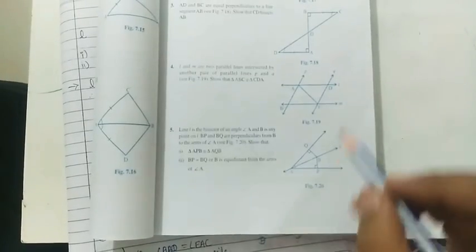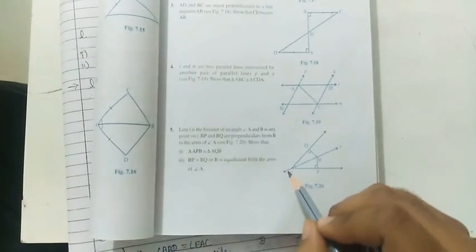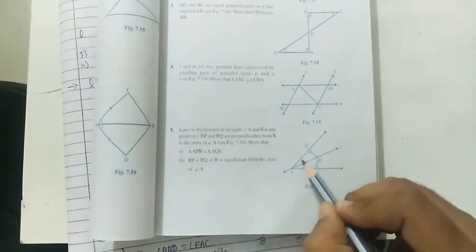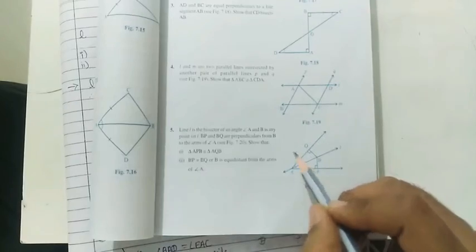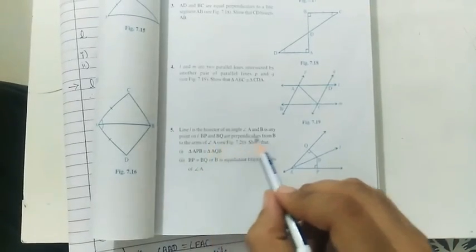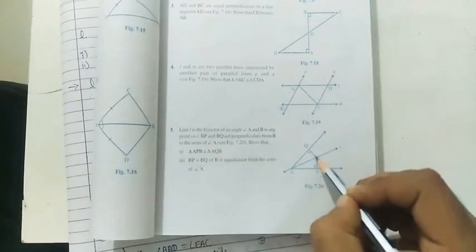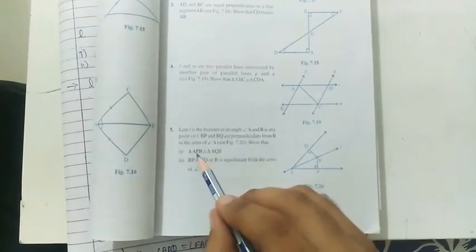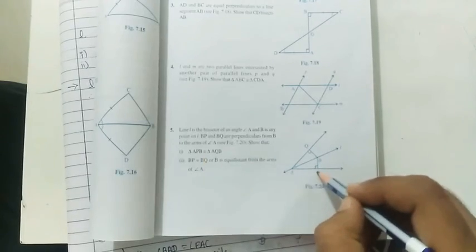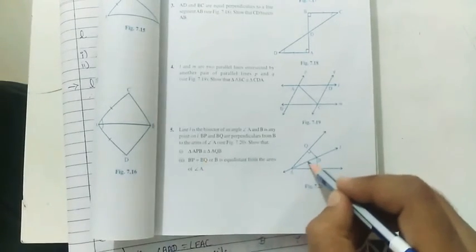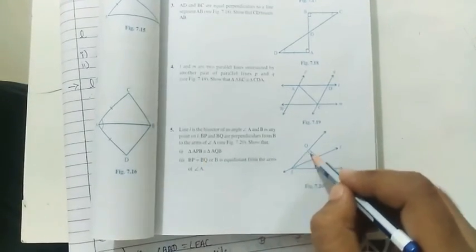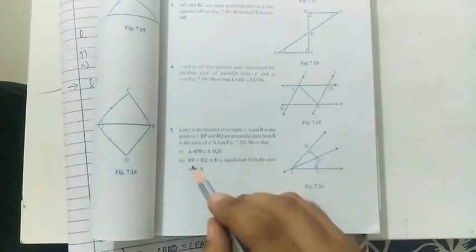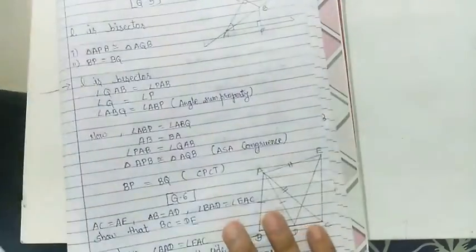Now question number 5. In this figure, line L is the bisector of angle A. So this one is angle A and line L is the bisector, meaning these two angles are the same. Now BP and BQ are perpendicular from B. So we have to prove that triangle APB is congruent to triangle AQB. These two triangles are congruent, that we have to prove. And also we have to prove BP is equal to BQ. So let me show how to solve this question.